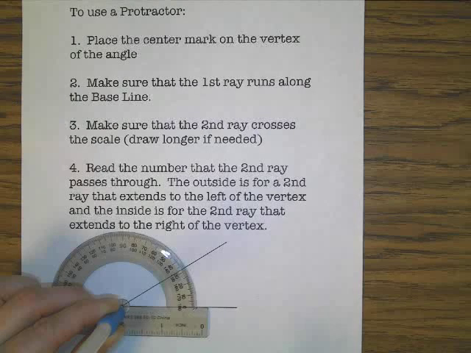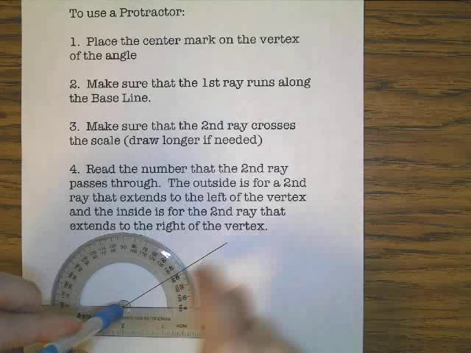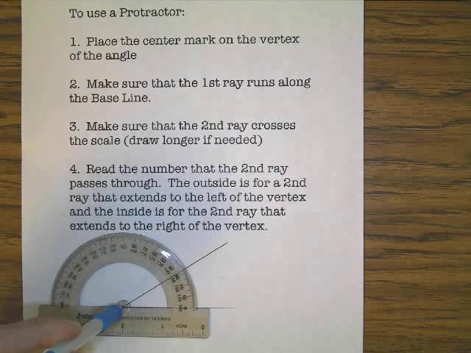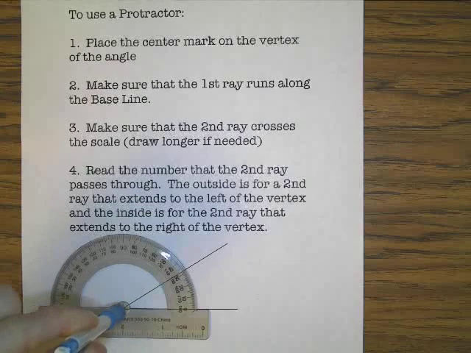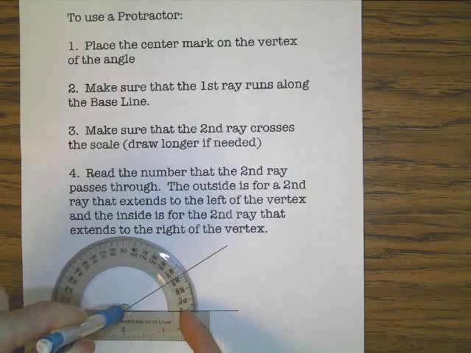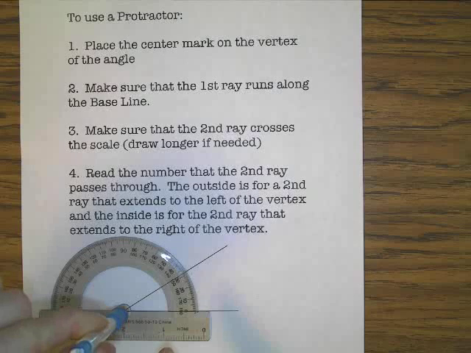Then make sure that the second ray crosses through the scale. Sometimes your angles are going to be small. Your rays will be shorter than the protractor. Make sure you draw it out far enough that it goes through. Then you're going to read the number that the second ray passes through. The outside, 0 through 180, is when the ray extends to the left of the vertex, or to the right.